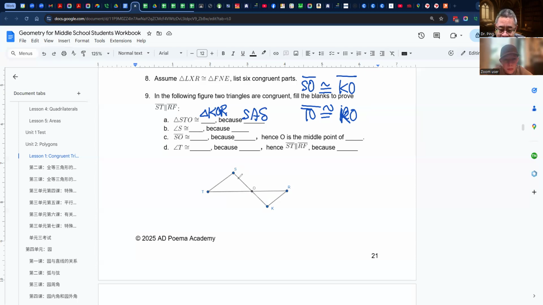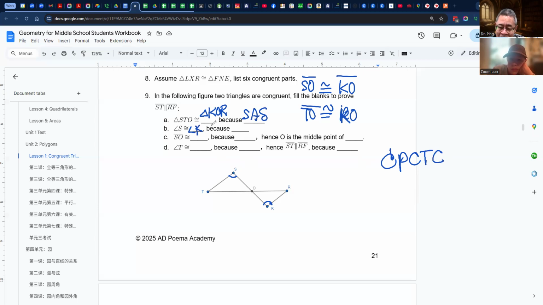Angle S is congruent to angle K. And this is because of something we call congruent parts of congruent triangles are congruent. So because we have congruent triangles, S is part of the congruent triangles and K is part of the congruent triangles. So we know that congruent parts of congruent triangles are congruent.